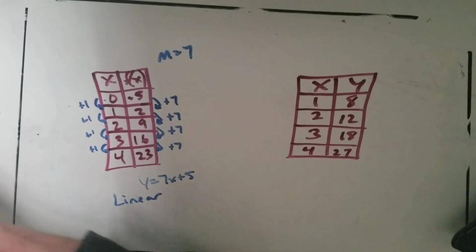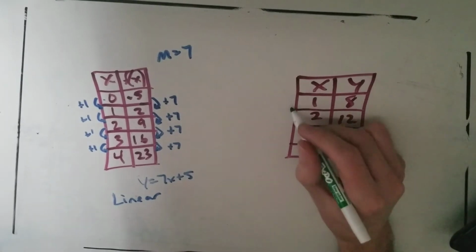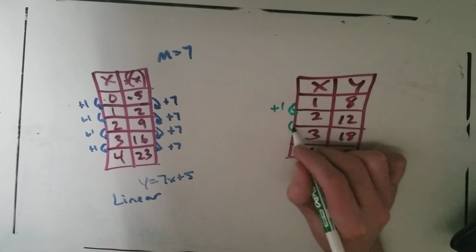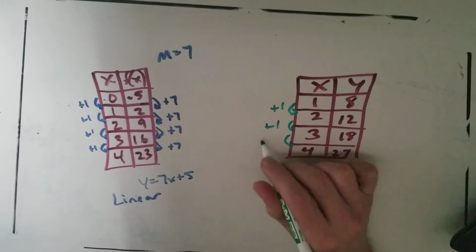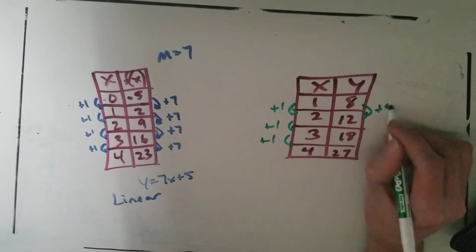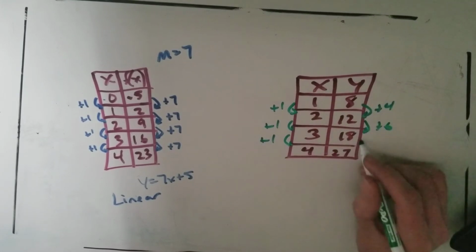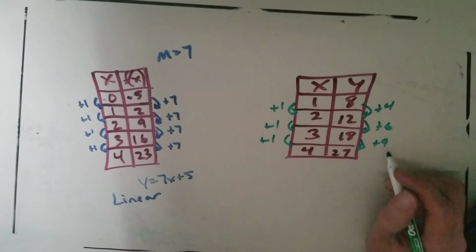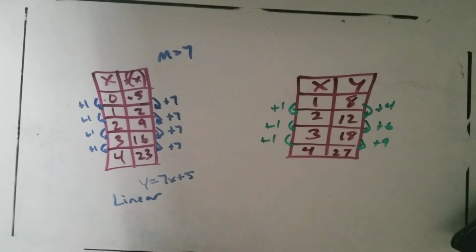So our first one was linear. Our second one, our change in x is constantly +1, our change in y is +4, +6, so the difference here is +9. Clearly not linear.